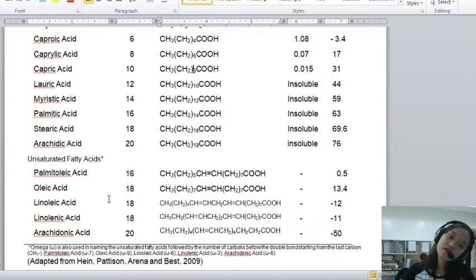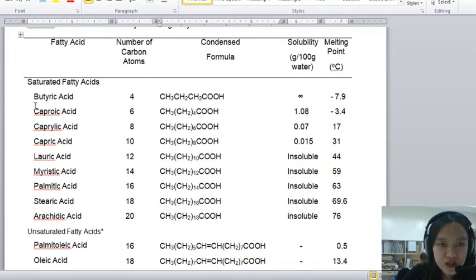Okay, so ito yung 5 unsaturated fatty acids ninyo. You have palmitoleic acid, oleic acid, linoleic acid, linolenic acid, and arachidonic acid. You have naman in your saturated fatty acids, butyric acid, caproic acid, caprylic acid, capric acid, lauric acid, myristic acid, palmitic acid, stearic acid, and arachidic acid. So, ito sila total number ng carbon atoms.